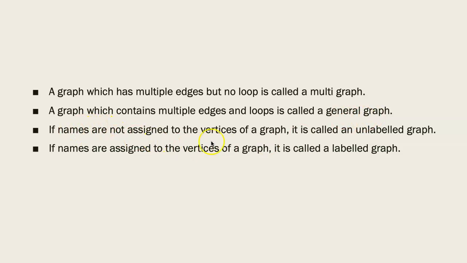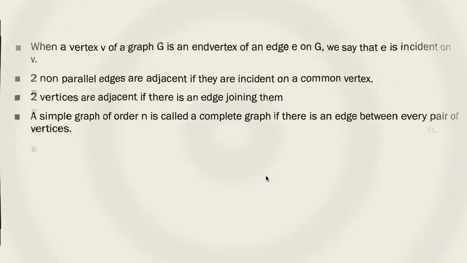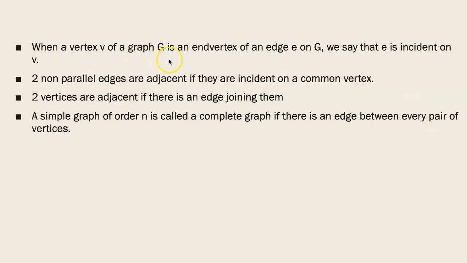If names are not assigned to the vertices of a graph, it is called an unlabeled graph. If names are assigned to the vertices of a graph, it is called a labeled graph. When a vertex V of a graph G is an end vertex of an edge E of G, we say that E is incident on V. Two non-parallel edges are adjacent if they are incident on a common vertex. And two vertices are adjacent if there is an edge joining them.